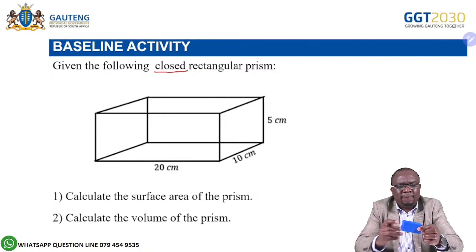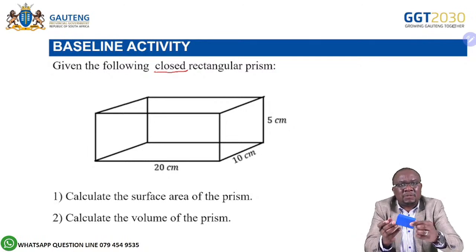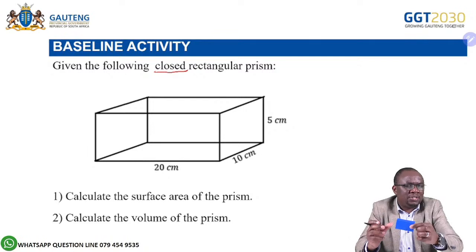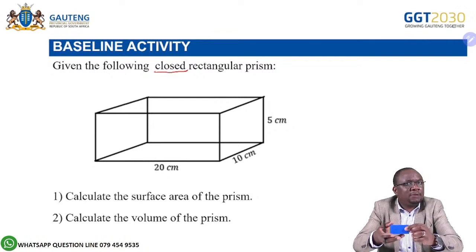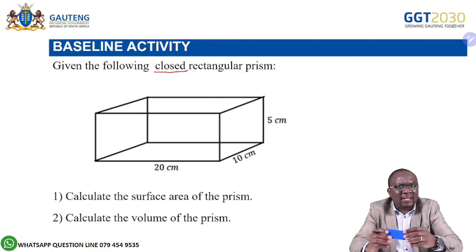So for that area of length times breadth, it is just 1. We won't say 2 times length times breadth. But when it's closed, it means all the surfaces are there. So you have to be very, very careful. Is it a closed cylinder? Is it an open cylinder? Is this a closed rectangular prism or an open rectangular prism? If it's closed like this, then all the surfaces are there.